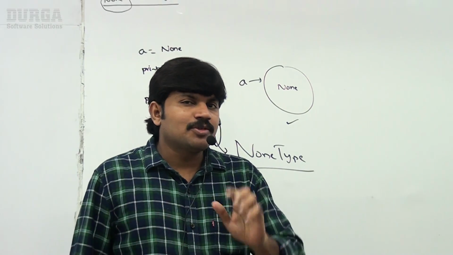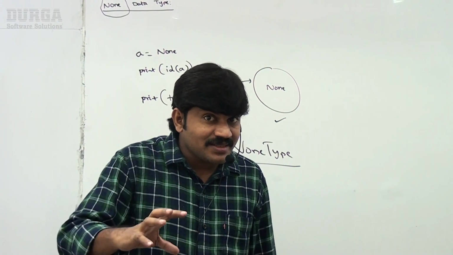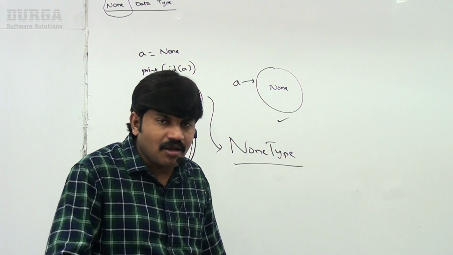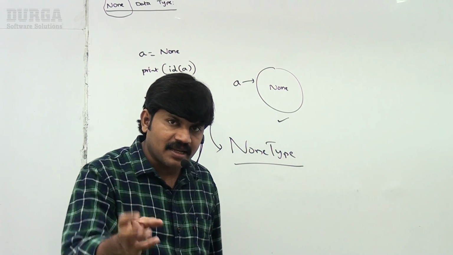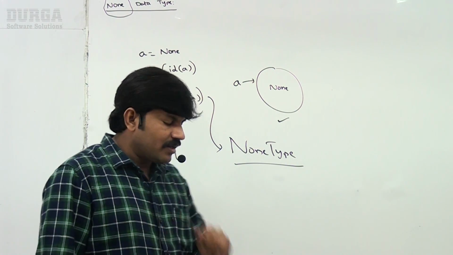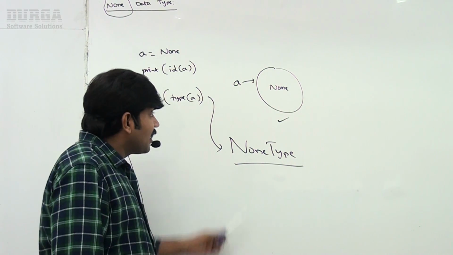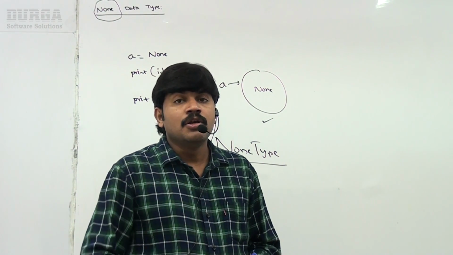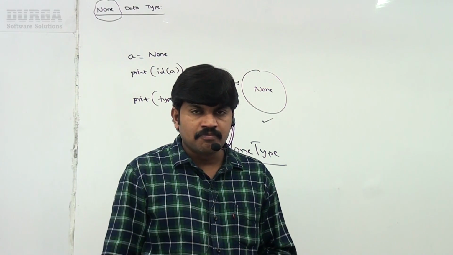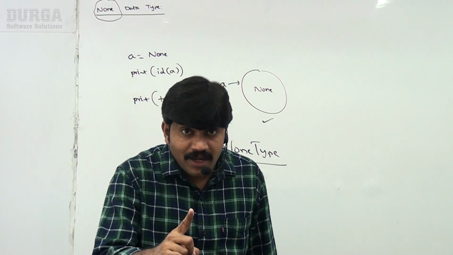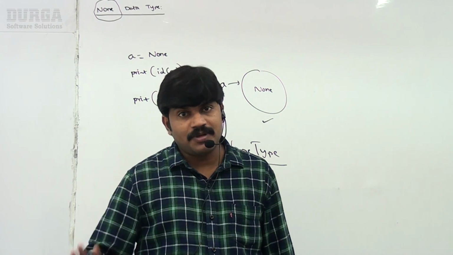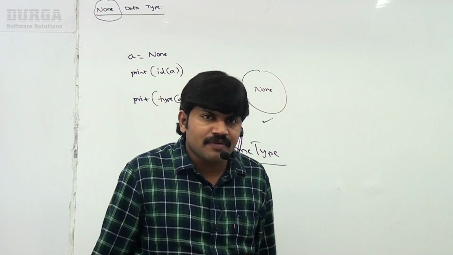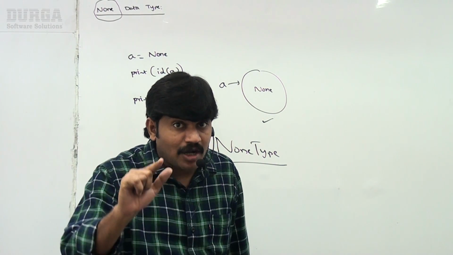Next, one more small point is there. None means internally it's an object. If a reference variable is pointing to none, it means no value. But strictly speaking, none is also an object in Python. Next, how many none objects are created in Python? Remember this one: throughout Python, only one none object is available. If you use none any number of times, all the references are pointing to the same object only.